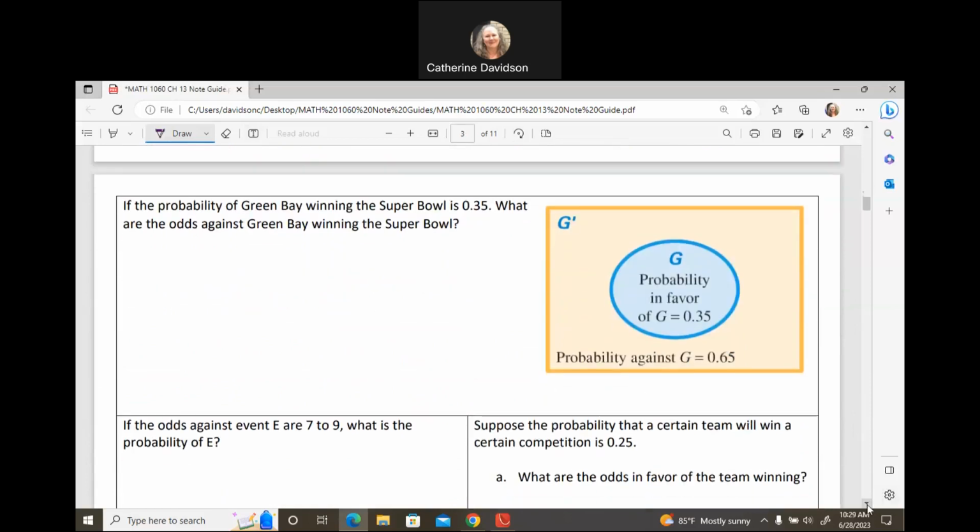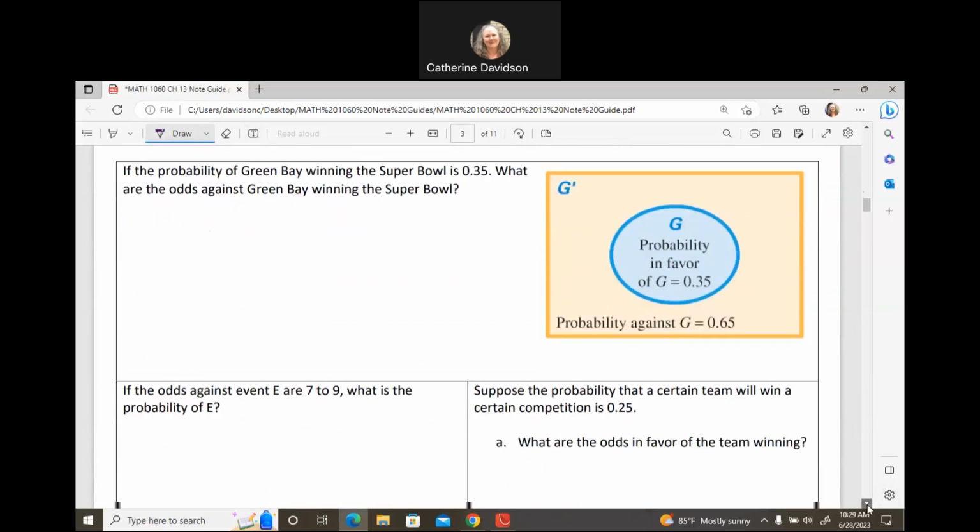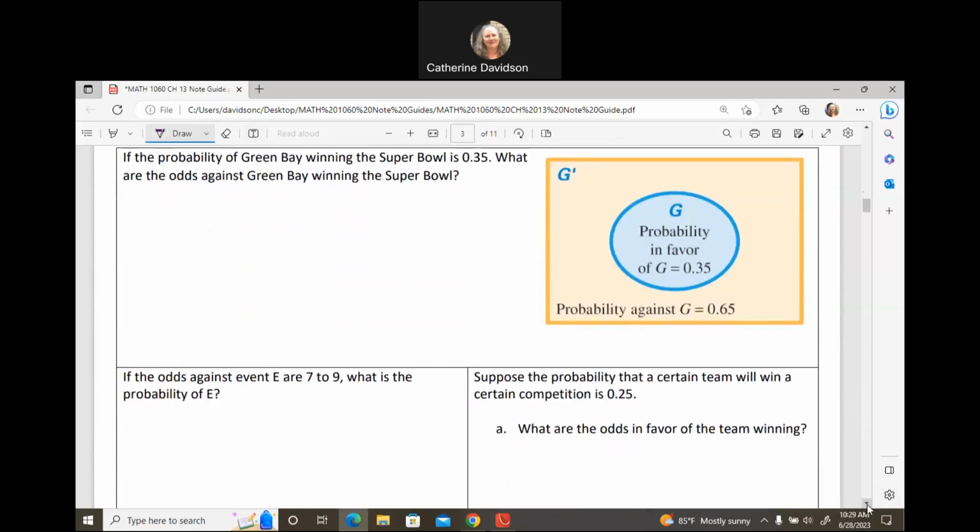All right, now the odds, we're dealing with probability and odds. Probability students don't generally have too much of an issue with, it's the odds. So you may want to practice the odds problems a few more times, even if you get them correct.